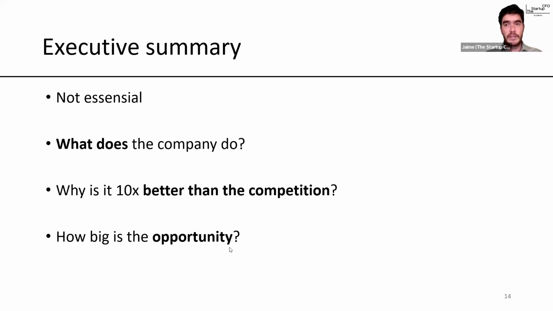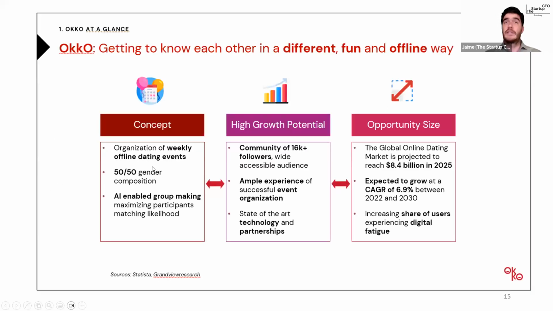This, by the way, matters at Sequoia, for example, which I think is the first and best VC fund, in my opinion. They focus a lot on targeting big markets, it's like their mantra. So it's great if you already mention it. For example, with Oko, the same example as before: what is the concept? Weekly offline dating events, 50-50, AI-enabled group making. What's the potential? We have a huge community, ample experience, and we are using good technology. And that is much better than the other alternatives. And the opportunity size: global online dating is huge.